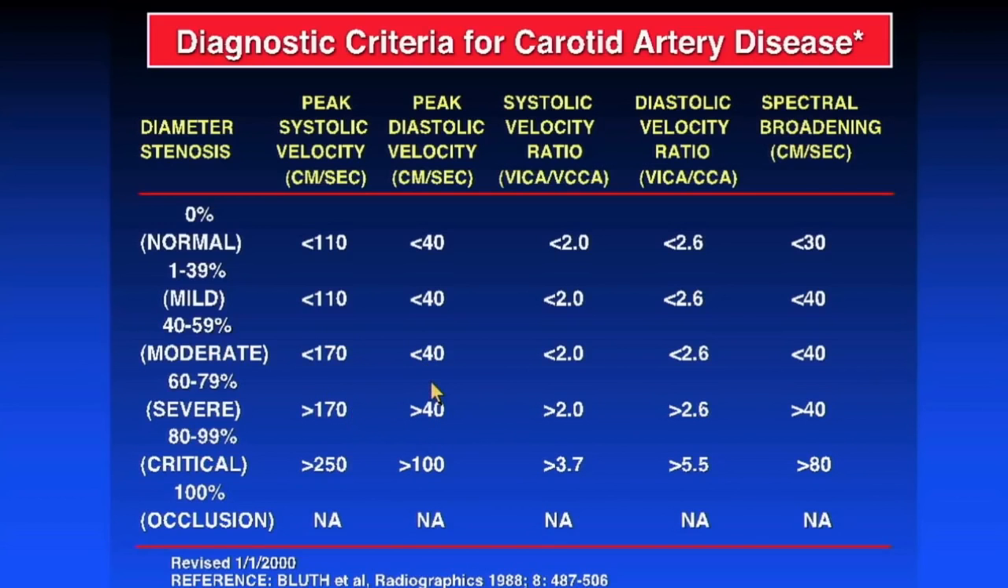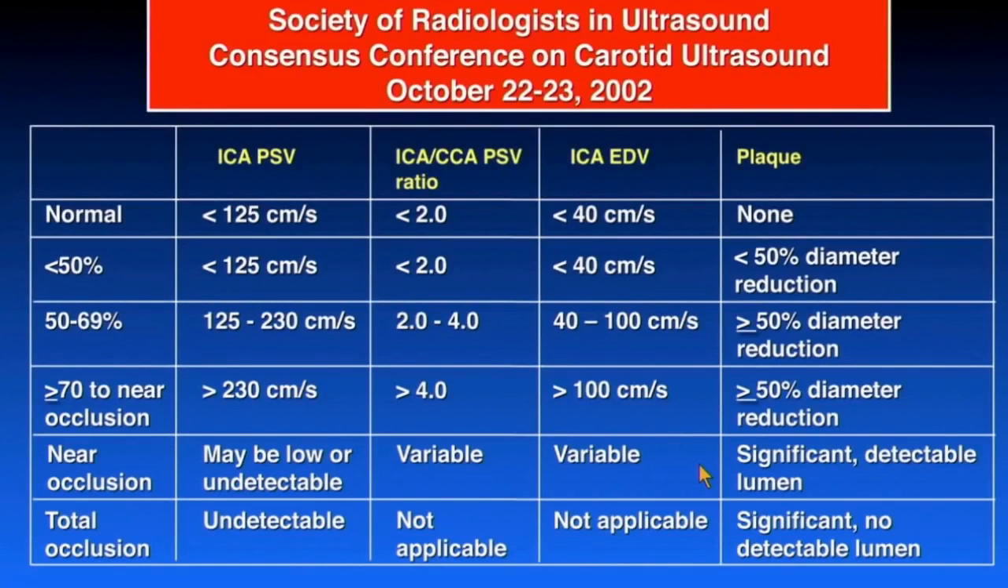The end diastolic velocity is 40. The systolic ratio is 2 and 2.6. For an 80 to 99% stenosis, it's 250, 100, 3.7, and 5.5. Now, the more recent table, again, I'm an author of this. I don't have a vested interest in either one of these tables. I just want you to understand that there are differences and you could work effectively with either one.